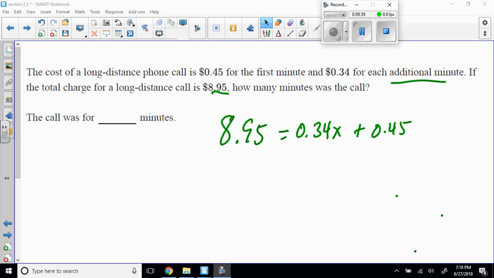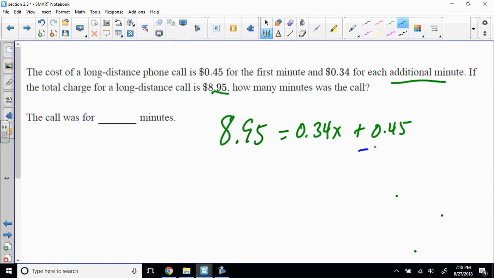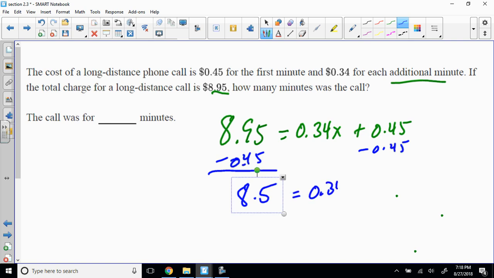All right, so if we solve this, we will subtract the 0.45. So I'm going to take my calculator. I guess I can't do that. There we go. So that's 8.5 equals 0.34x, and then of course divide both sides by 34 cents, and x equals, let's see, divided by 34, that's 25, right? What is it? It's 26 minutes.